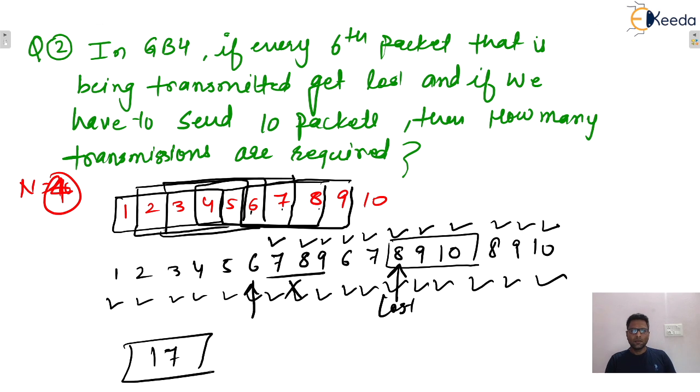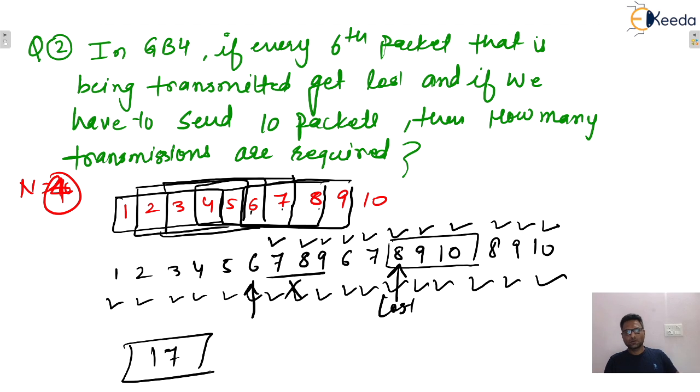Questions of this type are very, very important from the GATE point of view. You can change the N value in GBN, and you can change this value to every seventh, every fourth, or every third packet getting lost, and practice these types of questions. I hope this one is clear to everyone. Whenever a packet gets lost, all the subsequent packets present in the window will be discarded by the receiver, and retransmission will start from the lost packet, and the entire window will be retransmitted. That is the concept.